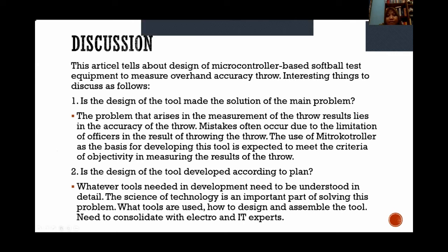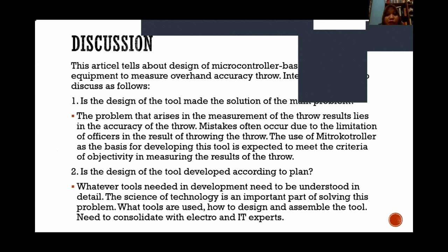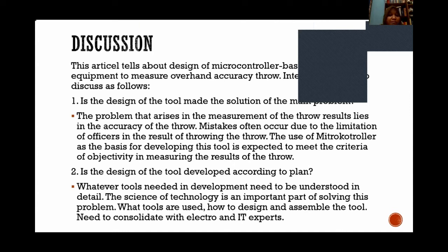The discussion. This article is about design of microcontroller-based softball test equipment to measure overhand accuracy throw. Interesting things to discuss are as follows. First, is the design of the tool made the solution of the main problem? And the second is, is the design of the tool developed according to a plan?